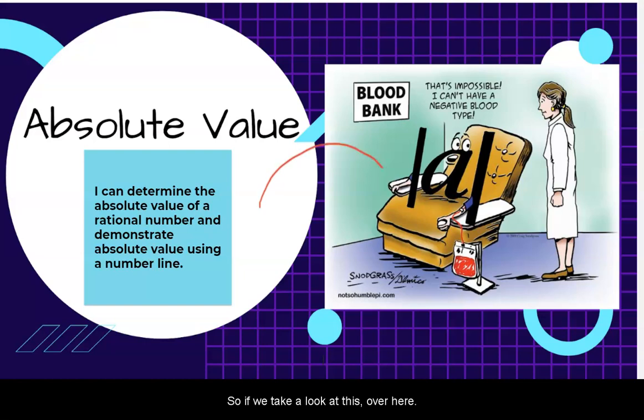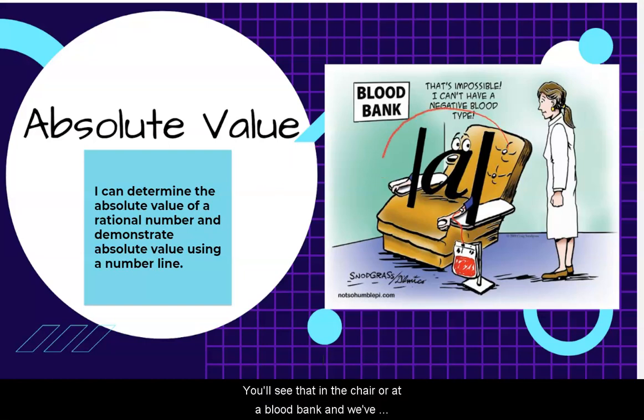So if we take a look at this comic over here, you'll see that in the chair, we're at a blood bank, and inside the chair we have a variable, the variable A, with these two bars on the side. These two bars are the symbols that we use for absolute value. And we're going to talk about that today. And we'll get back to the comic and what it means later.